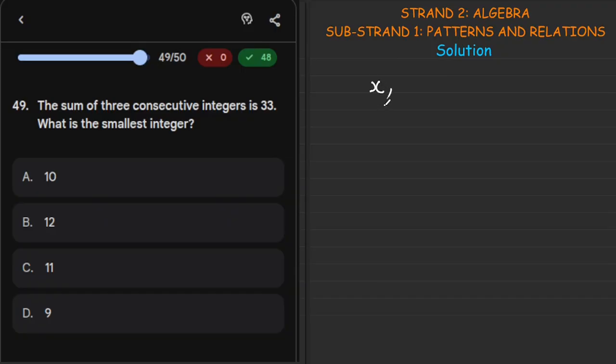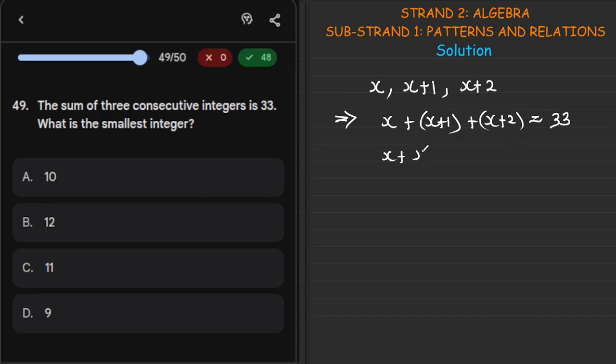So if we are to let our integer be x, then the next one is certainly going to be an x plus 1. And then the next integer after this is also going to be this one plus 1, or in simple terms, it is an x plus 2. Now the sum of these 3 integers gives us 33. So that is to say x plus (x plus 1) plus (x plus 2), we have to add all these integers, we are getting a 33.